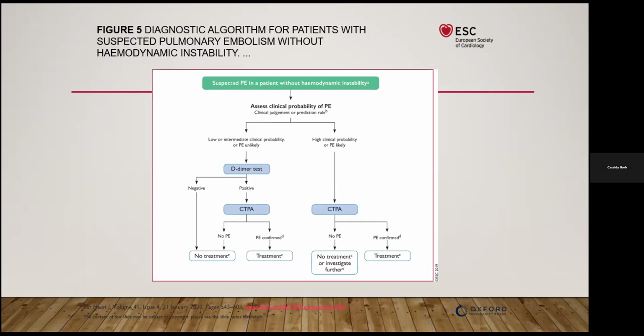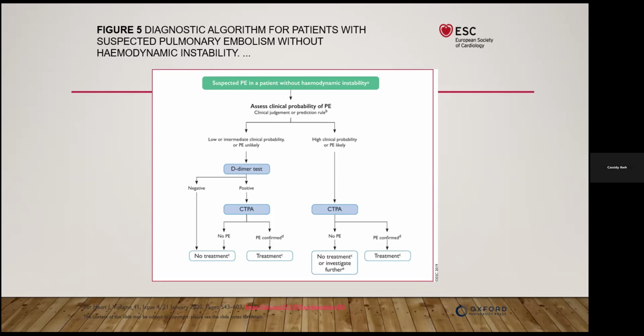Then this is for patients without hemodynamic instability. At this point, you're not really in a hurry, but you want to base your judgment on the clinical probability, to find out whether this patient is at low, intermediate, or high clinical probability. If the patient is under low or intermediate clinical probability, or PE unlikely, then you go ahead and do your D-dimer test. If it's negative, there's no treatment. If it's positive, you go ahead to do your CTPA. If it's positive, you treat the patient as such. If there is no PE, then no treatment.